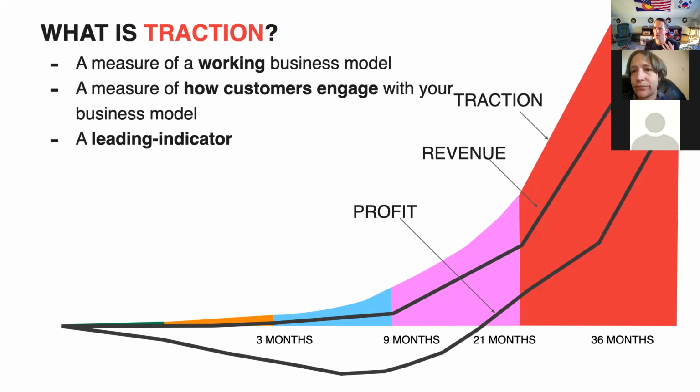Who here has talked about leading versus lagging indicators? Fair enough. Leading indicators lead to revenue. Revenue is a lagging indicator. It's the result of traction. So traction is the user activities that occur that lead to revenue, okay?